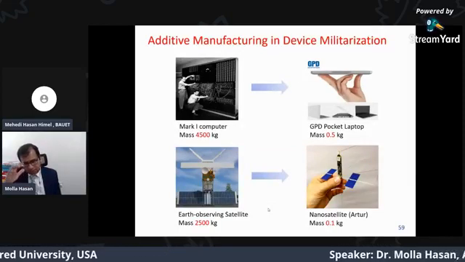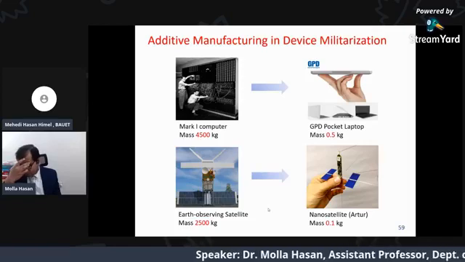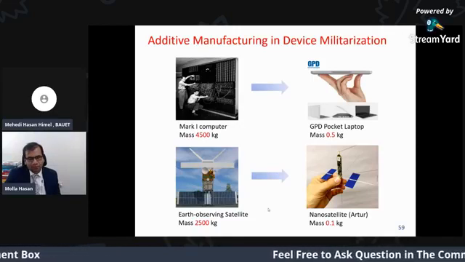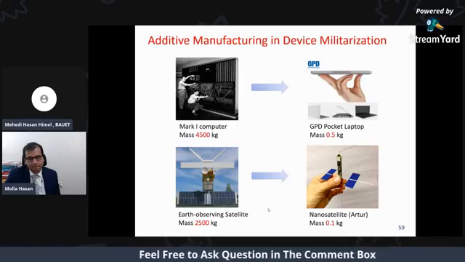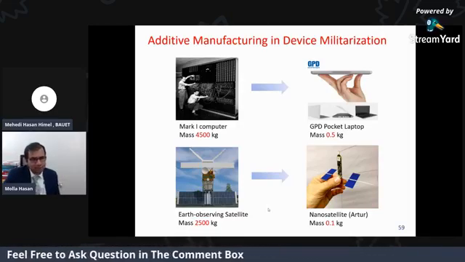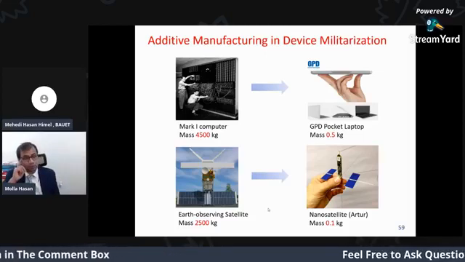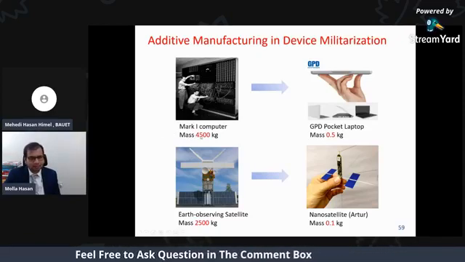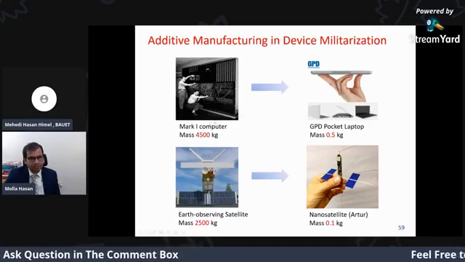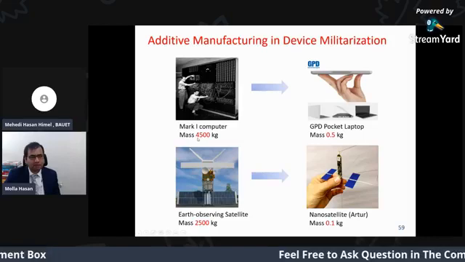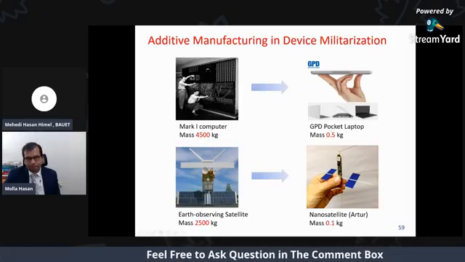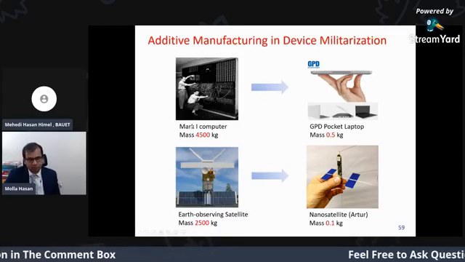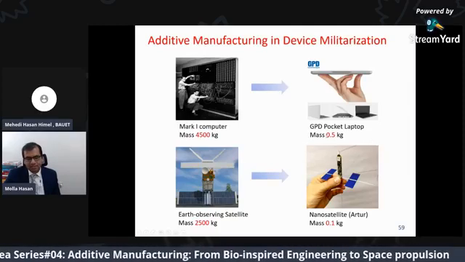Now let's move to the next part of my talk, and I'm going to show you how we can utilize additive manufacturing in device miniaturization. This is one example. This is a Mark I computer, and as you see, how big it is. Its mass is 4,500 kg, and this is a pocket laptop, and its computing power is more than the Mark I computer, but its mass is only half a kg.